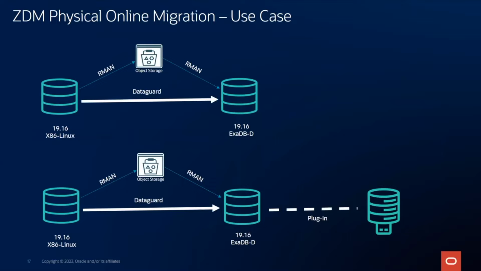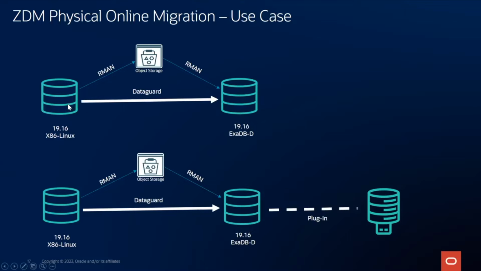So if you look at the first diagram on the top, we have a 19.16 database release update running on a compute on a particular tenancy. And then we also have a target. We want to migrate that into a target, which is in ExaDBD, of course, which is 19.16.